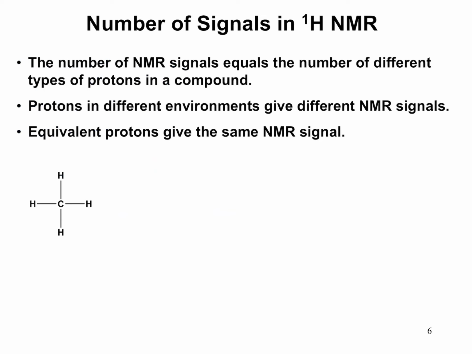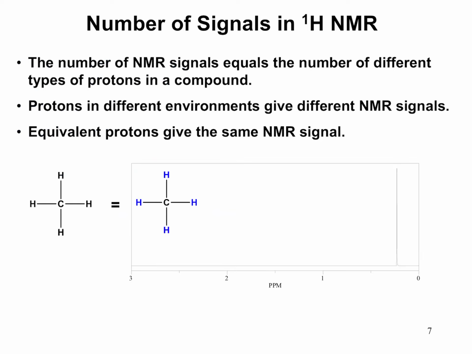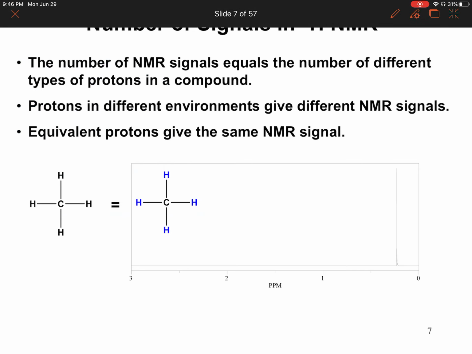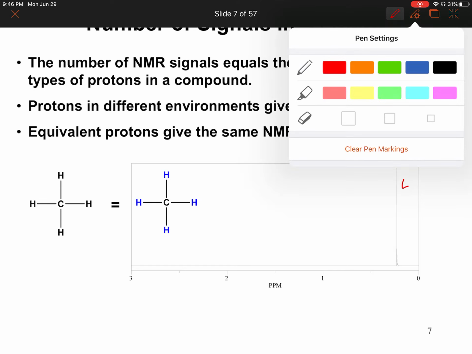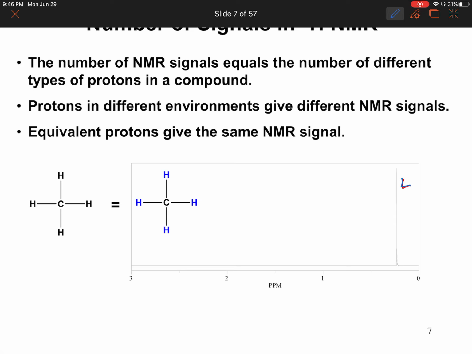Yeah, hopefully you look at this, you're like, well, they're kind of all the same. They're all in the same chemical environment. You're absolutely right. All of those protons are in the exact same chemical environment. So what you'll see here is that we would only have one signal. And we see that signal here. I'm going to change colors. We would see that signal right here, right? There's only one signal because they're all the same.